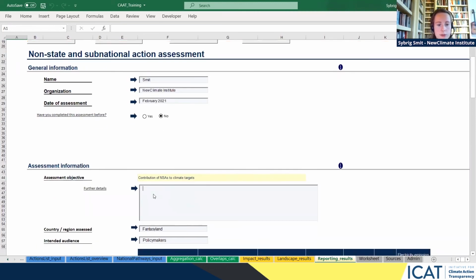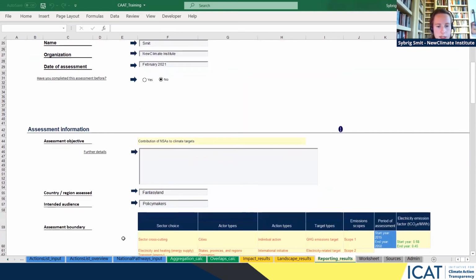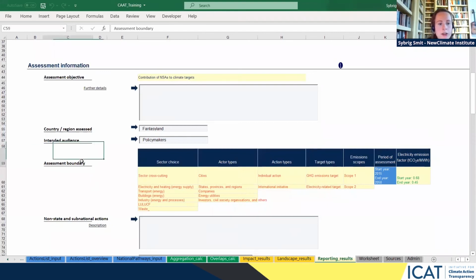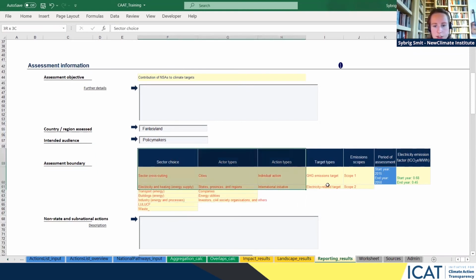I can fill in further details if I want to elaborate on this objective. The country or region that I had assessed was, in my case, Fantasyland, and my intended audience was policymakers, which I have filled in before. Here our assessment boundaries are summarized. So it gives every sector and etc. that you've inserted as part of your assessment and the period of assessment and electricity emission factors.